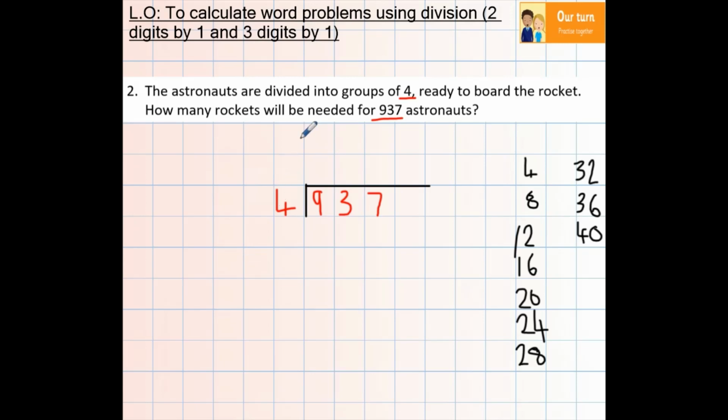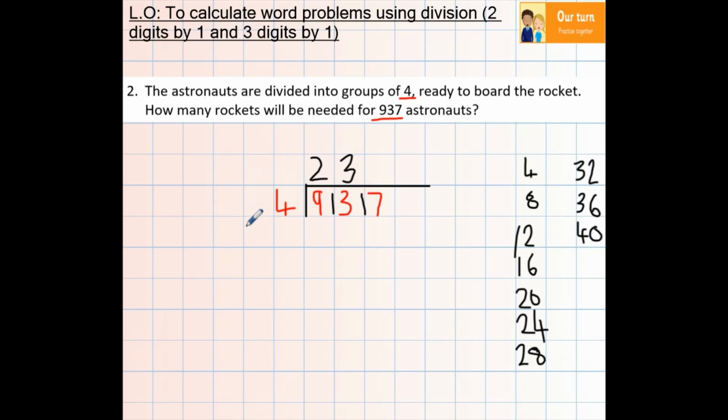Okay, how many 4's go into 9? Well, what's the closest we can get to 9 without going past it? It would be 2, because 2 times 4 is 8, and we have 1 remainder. What's the closest we could get to 13 without going past it? Well, it would be 3, because 3 times 4 is 12, again, with 1 remaining, because we got to 12, but we wanted to get to 13.